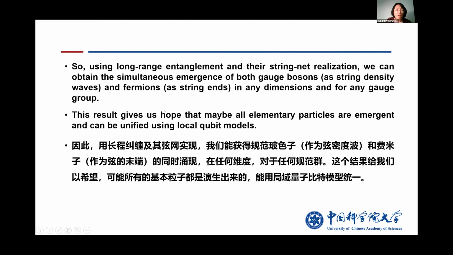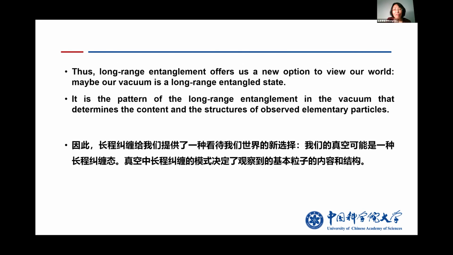So, using long-range entanglement and then the string-net realization, we can obtain the simultaneous emergence of both gauge bosons and Fermions in any dimension and for any gauge group. The result gives us hope that maybe all elementary particles are emergent and can be unified using a local qubit model. Thus, long-range entanglement offers us a new option to view our world. Maybe our world is a long-range entangled state. It is a pattern of long-range entanglement in the vacuum that determines the content and structure of observed elementary particles.